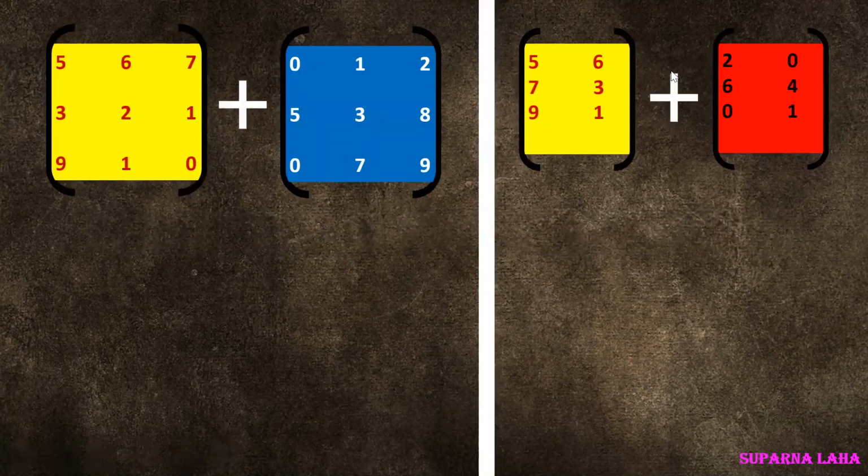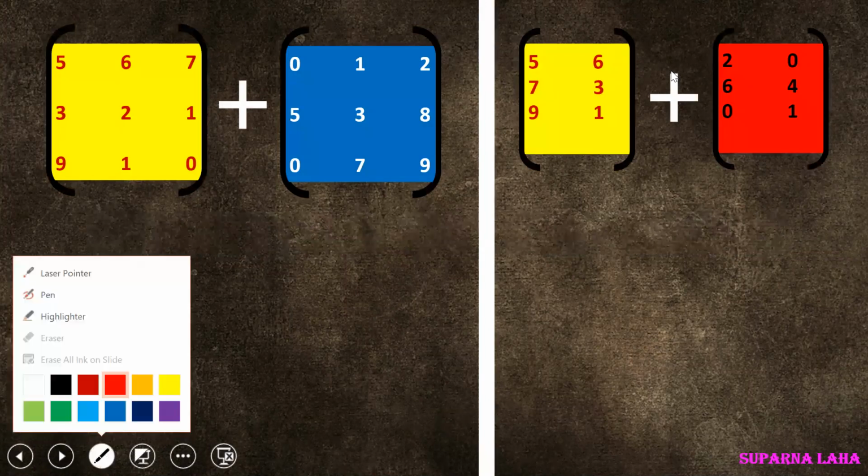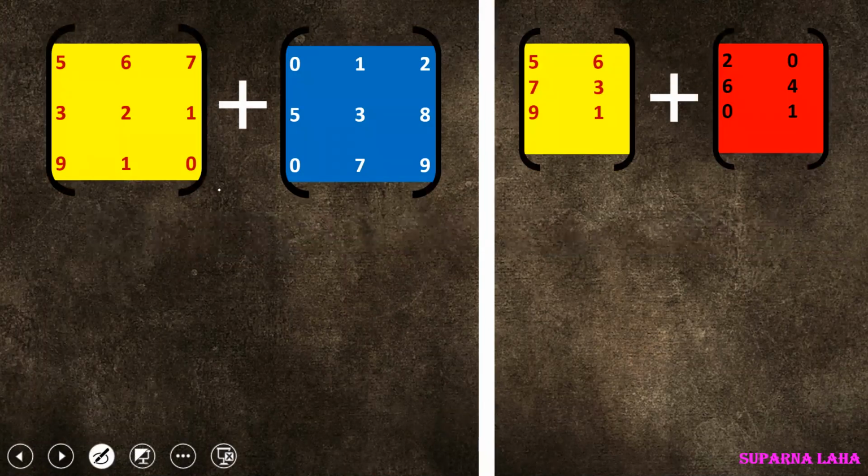Here I am taking one pair as square matrices and another pair as rectangular matrices. Firstly, the first two matrices are of order 3 cross 3, and for the second pair the matrices are 3 cross 2. Now let's check the first one. This matrix is A and this matrix is B.